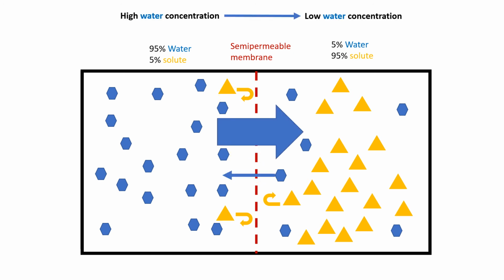And in a situation like this, diffusion works just about the same. You have a high water concentration on this side over here, it's 95% water, and a low water concentration on this side over here, it's 5% water. So the water, generally speaking, flows from left to right.